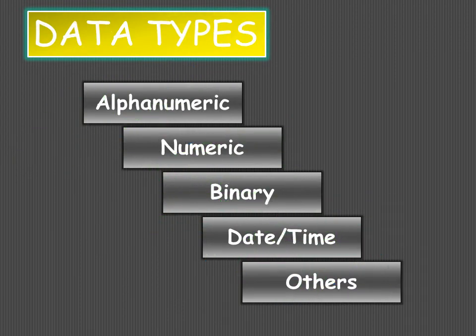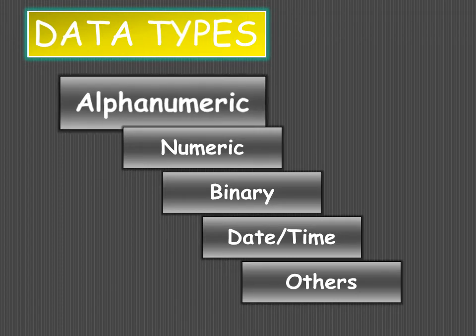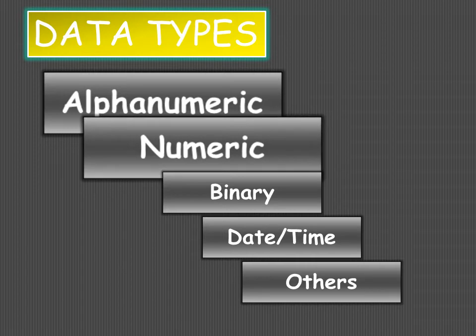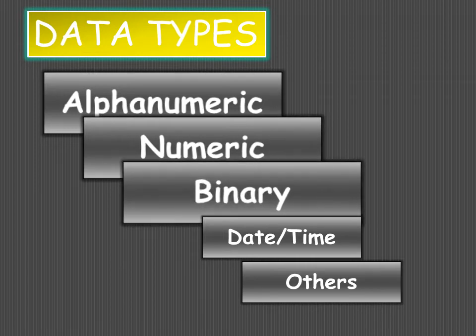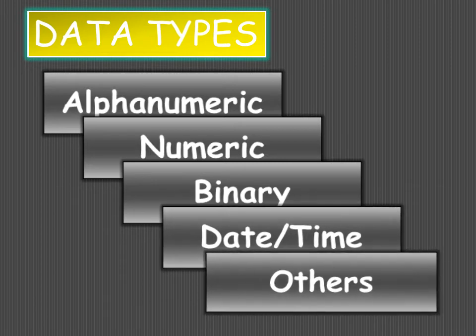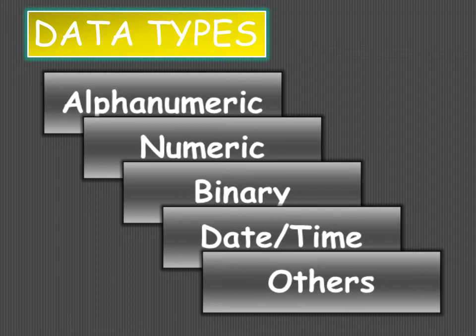Next, data types. Now, which are the different data types available in a database? Number one is alphanumeric. Then we have numeric, then binary, date and time, and others. So we have these different data types, and each data type will have different subtypes.